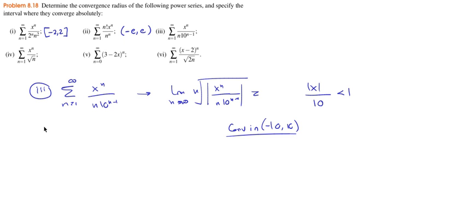And now we have to check what happens when the absolute value of x is 10. Then we have 10^n divided by 10, we have 10 over n. This is infinity because this is a multiple of the harmonic series. So this is absolutely convergent in (-10, 10). Okay?